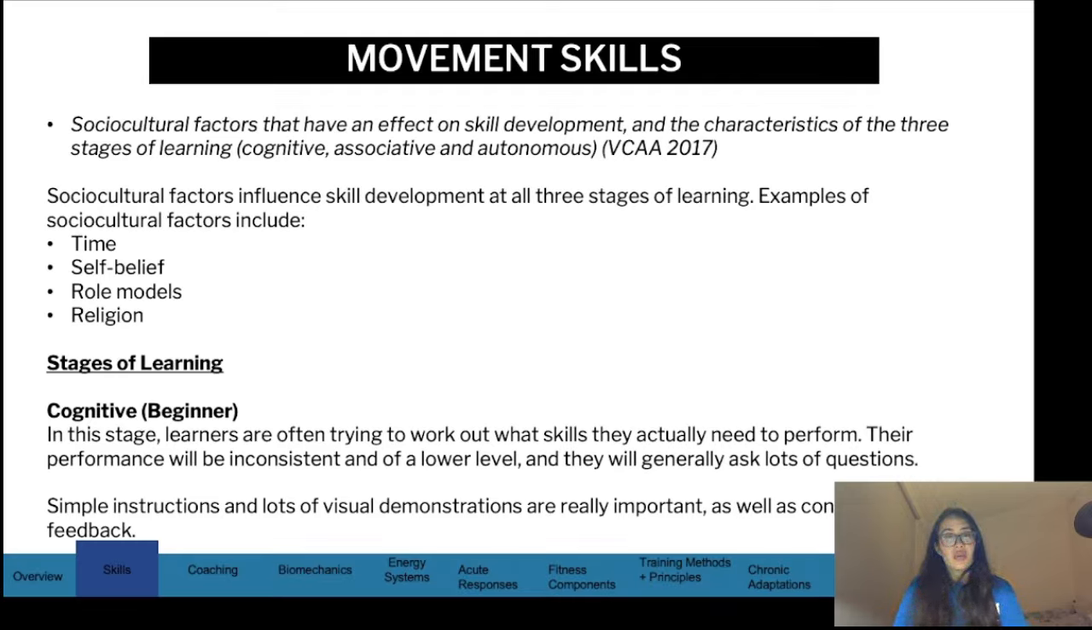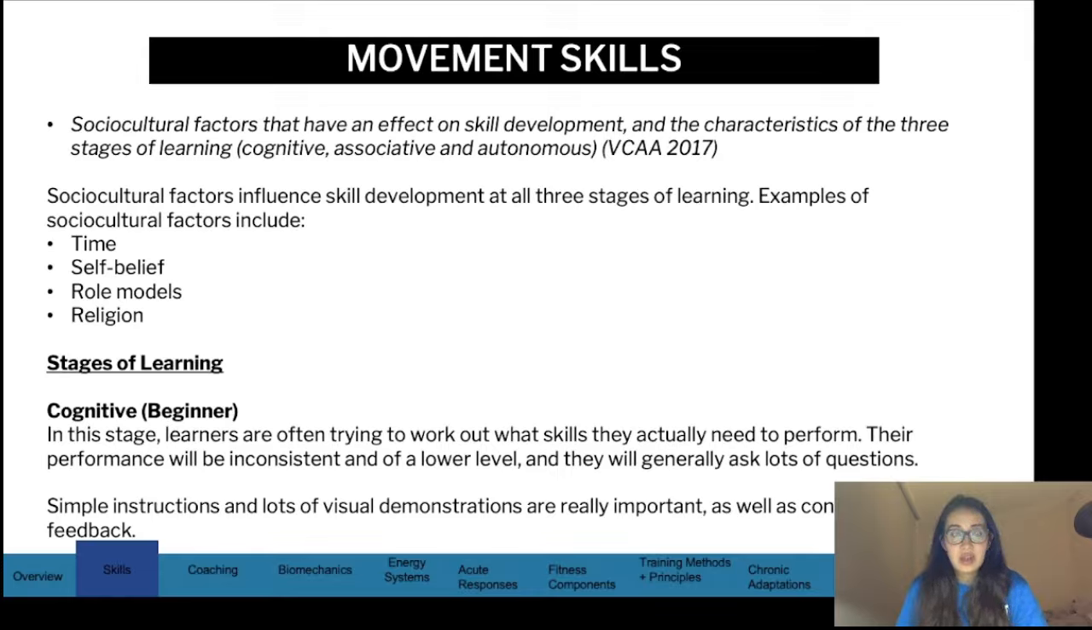Okay, so socio-cultural factors can affect all three stages of learning, and some examples include time, self-belief, role models, religion. There are a bunch of them, and they can affect the three stages of learning. I know this is quite early on in the year that we did this, but we've got cognitive, associative, and autonomous stages of learning. It's really important that you know what these mean and understand what occurs at each of these levels.